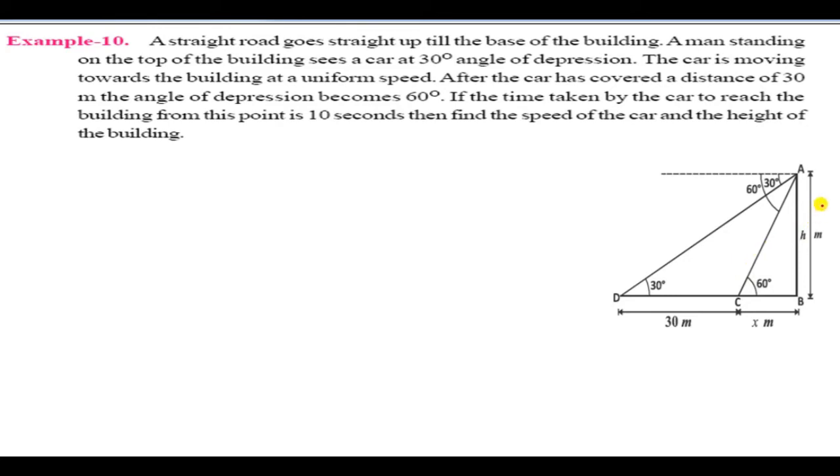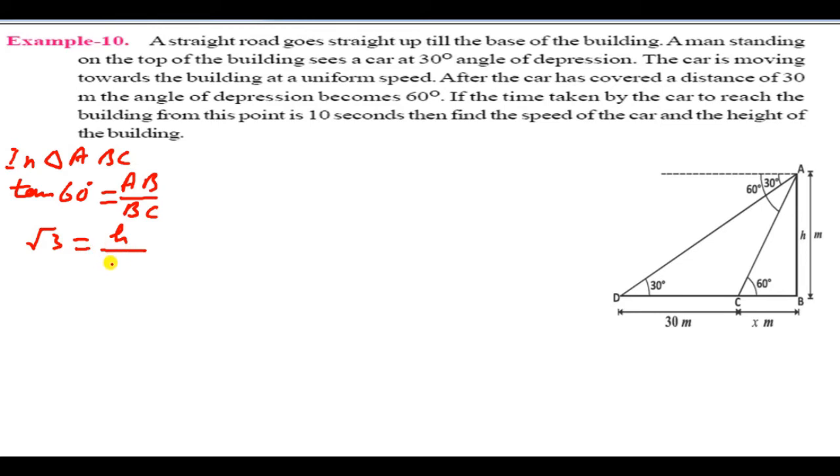First of all, we take triangle ABC. Now in triangle ABC, tan 60 degrees is perpendicular upon base, so AB upon BC. The value of tan 60 is root 3, AB is h and BC is x. Now h is equal to root 3 times x. So this is your first equation.